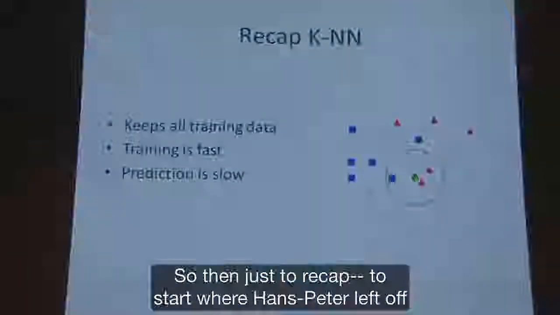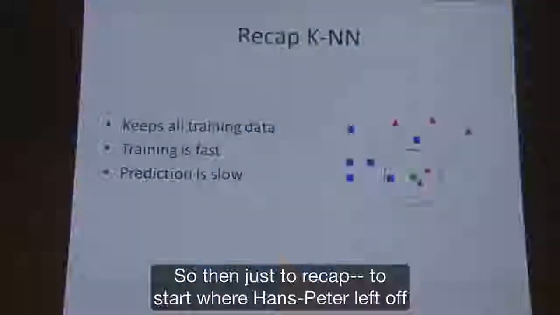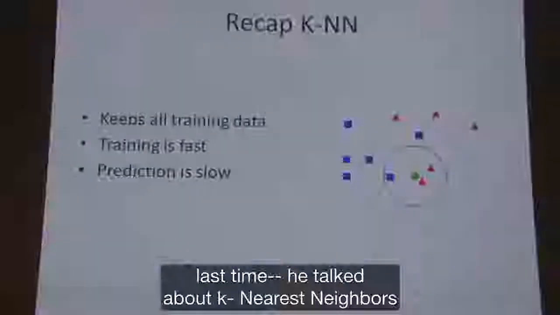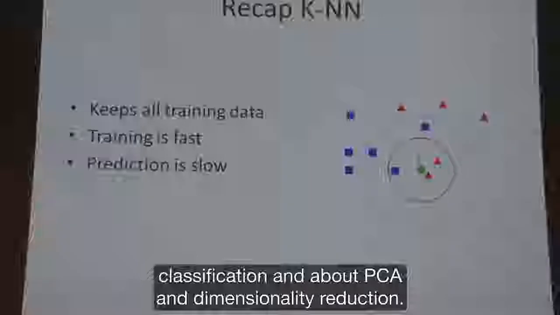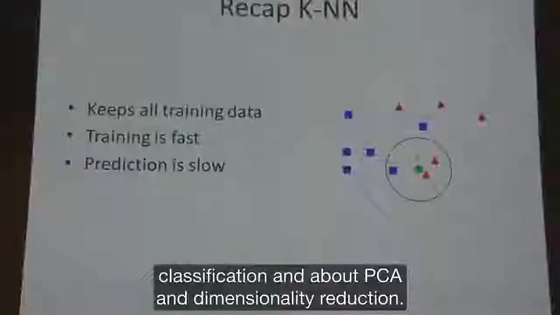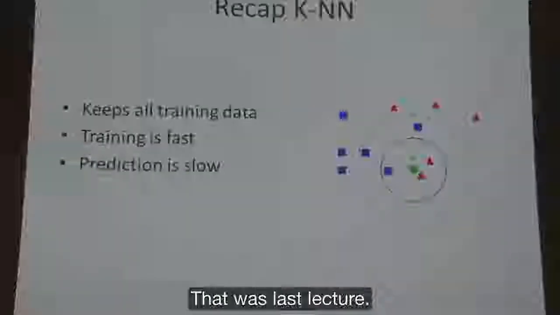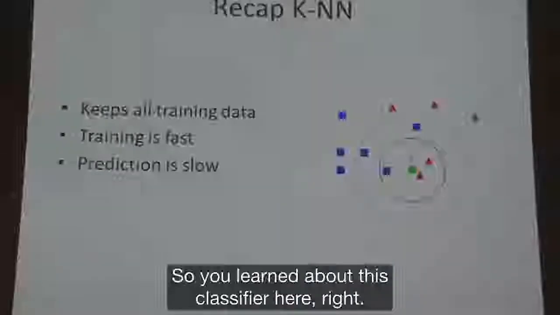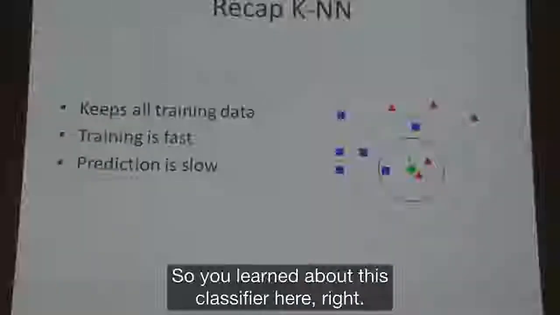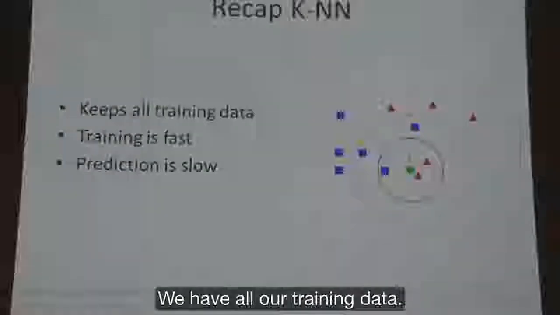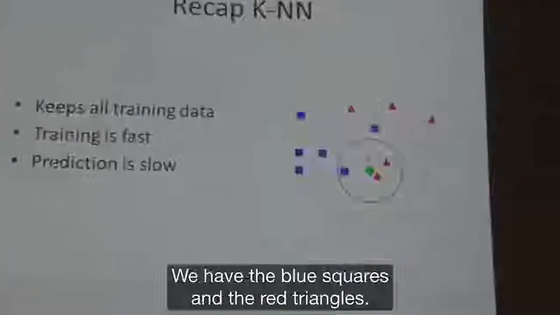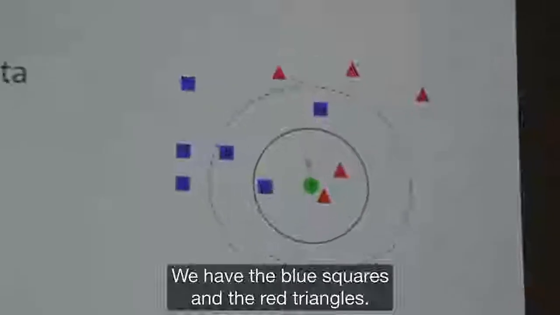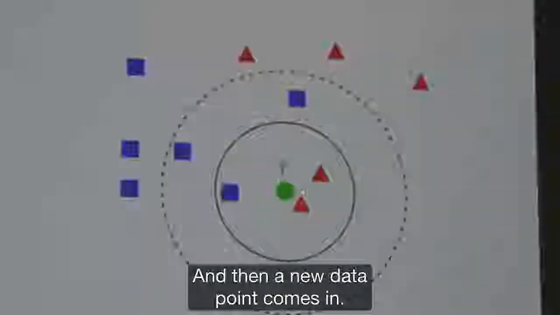So then just a recap to start where Hans-Peter left off last time. He talked about k-nearest neighbor classification and about PCA and dimensionality reduction. That was last lecture. So you learned about this classifier here, right? We have all our training data. We have 2 classes. We have the blue squares and the red triangles. And then a new data point comes in.